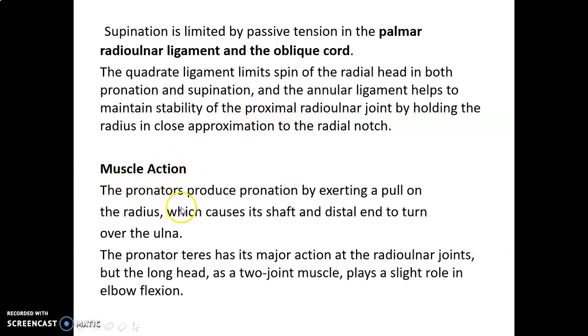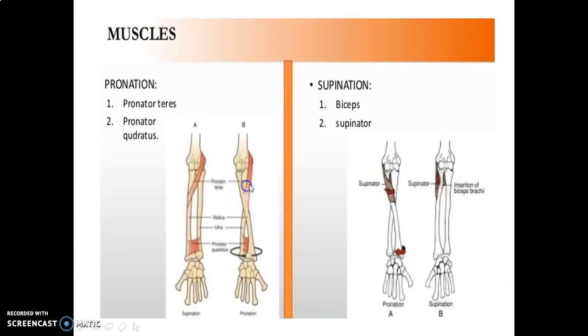So we'll come to the muscle action in the forearm. The pronators, whose muscles we already discussed, produce pronation by exerting a pull on the radius, which causes its shaft and distal end to turn over the ulna. The pronator teres has its major action at the radioulnar joints, but the long head, as a two-joint muscle, plays a slight role in elbow flexion.